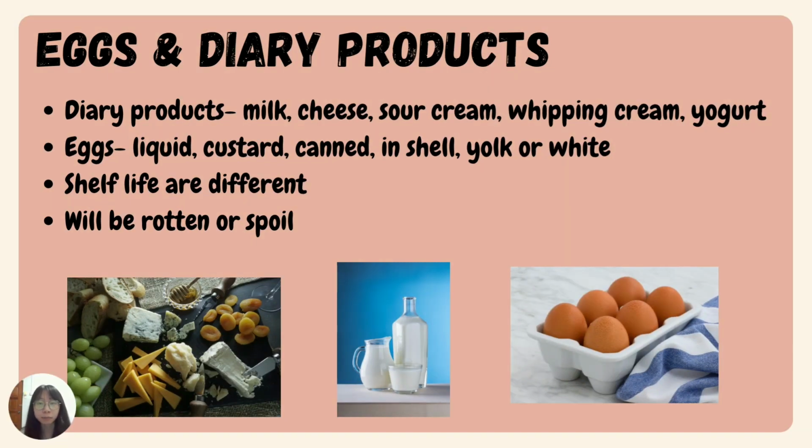And now I'll present about the food storage in the refrigerator of eggs and dairy products. Examples of dairy products are milk, cheese, sour cream, whipping cream, and yogurt. And for the eggs, there are various types such as in liquid form, custard, canned, in shell, and separated egg yolks or whites. The shelf life of each type of dairy product is different.